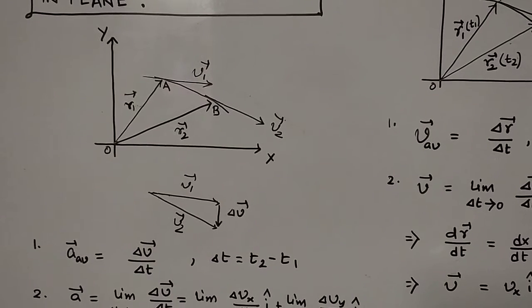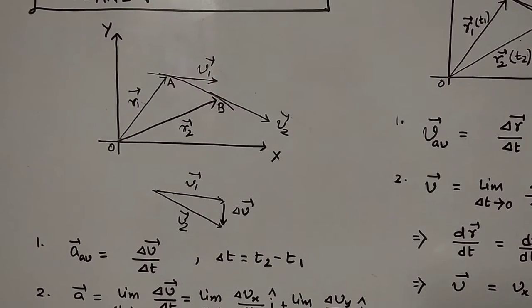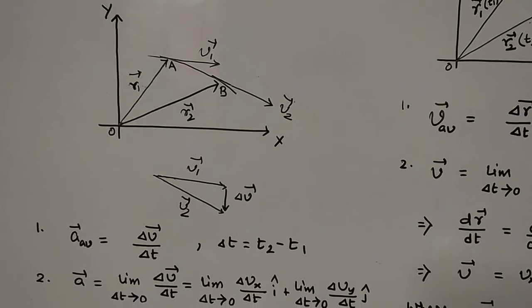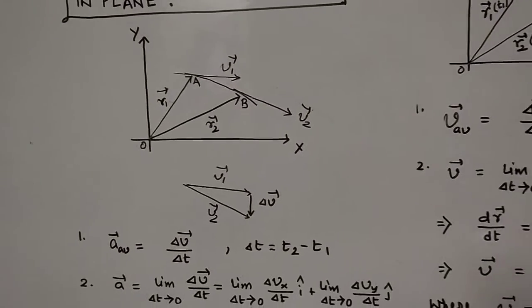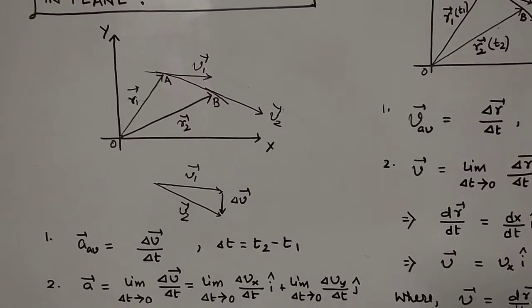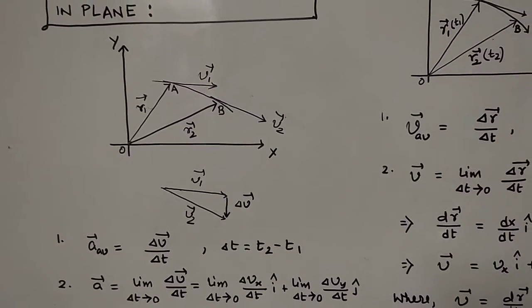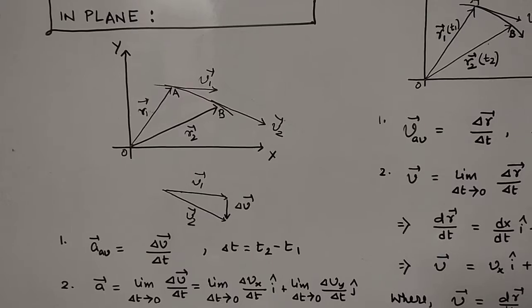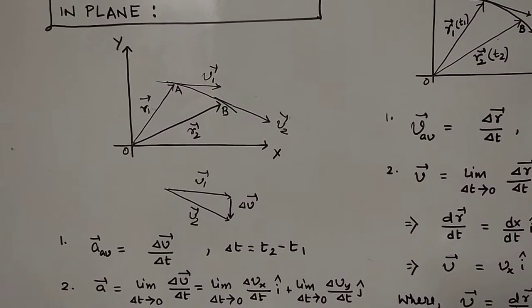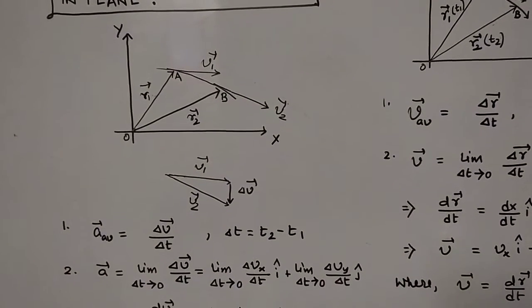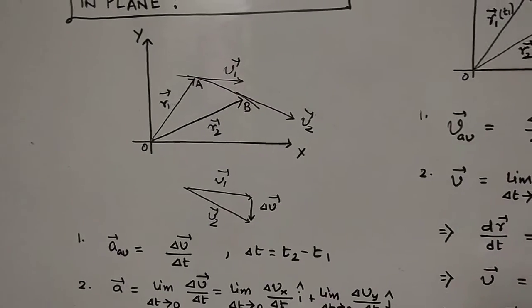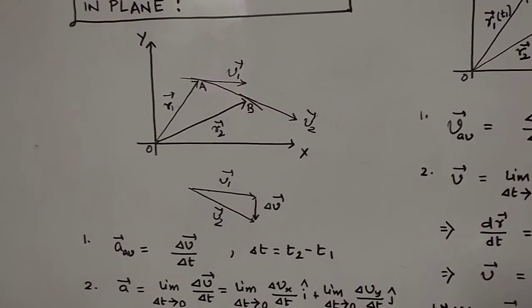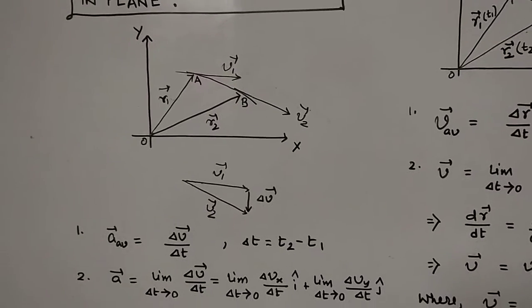Now if you apply the triangle law here, again you will get v1 vector plus delta v vector equal to v2 vector. Now here is a change in velocity, so average acceleration is your delta v vector by delta t. Delta t is your t2 minus t1. T1 is the time corresponding to the position r1, and t2 is the time corresponding to the position r2.